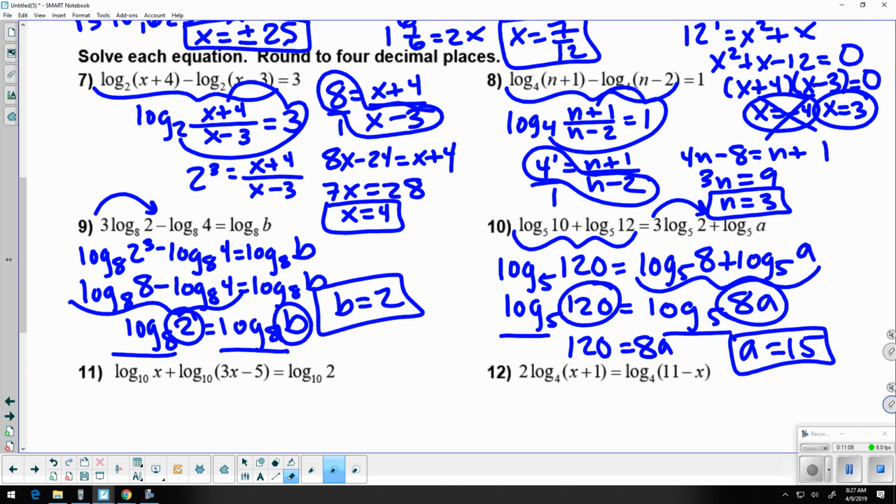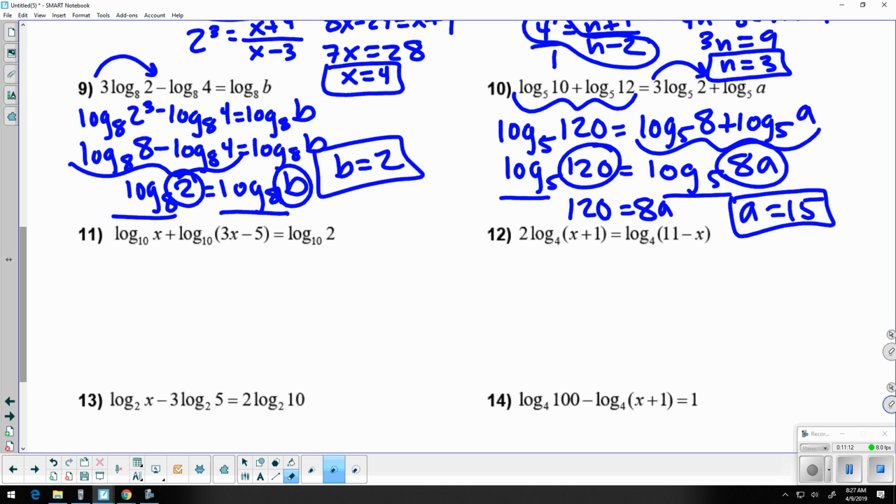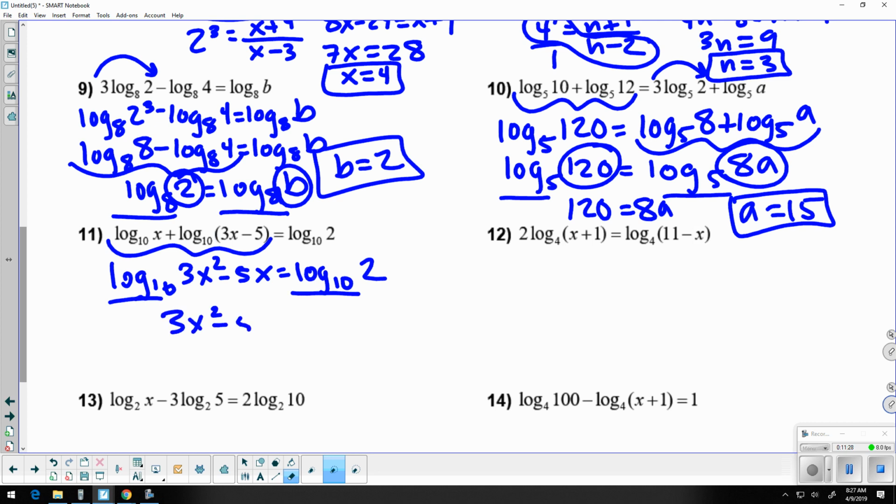Okay, the next one. Left-hand side, combine these two logs into 1 using my properties, again by multiplication. So that would make this 3x squared minus 5x. And the right-hand side stays the same. So same log on both sides. Drop the logs. Just set 3x squared minus 5x equal to 2. And now solving by factoring. Bring the 2 over. You have 3x squared minus 5x minus 2 equals 0.